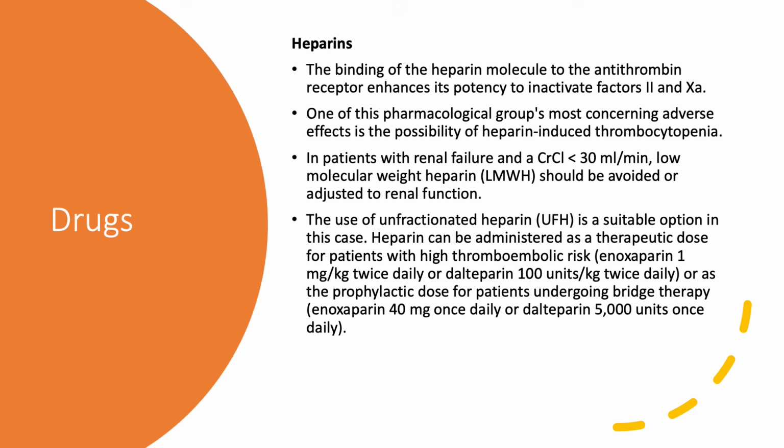Heparin can be administered as a therapeutic dose for patients with high thromboembolic risk, enoxaparin 1 mg per kg twice daily or dalteparin 100 units per kg twice daily, or as a prophylactic dose for patients undergoing bridge therapy, enoxaparin 40 mg once daily or dalteparin 5000 units once daily.